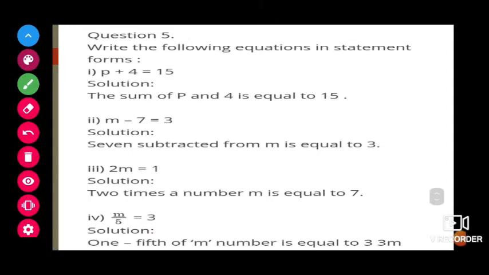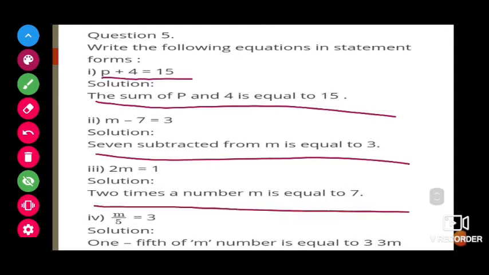Next one. Write the following equation. Now we converted a statement into an equation. Now we have to convert the equation into a statement. Here p plus 4 is equal to 15. So what can we write, children? No need to write the same sentence. Try to frame it on your own.